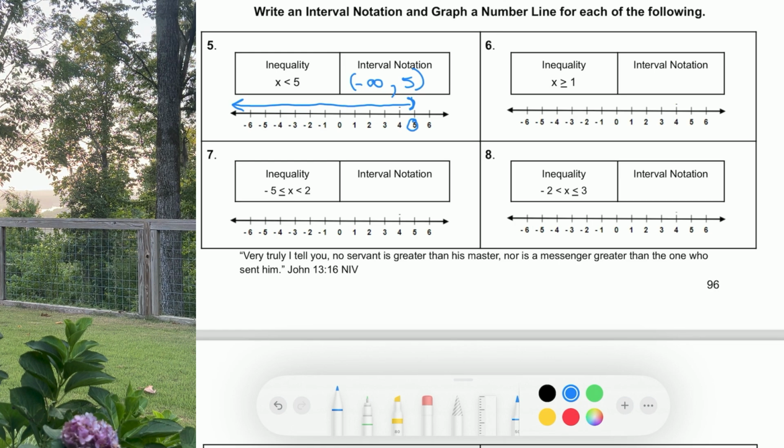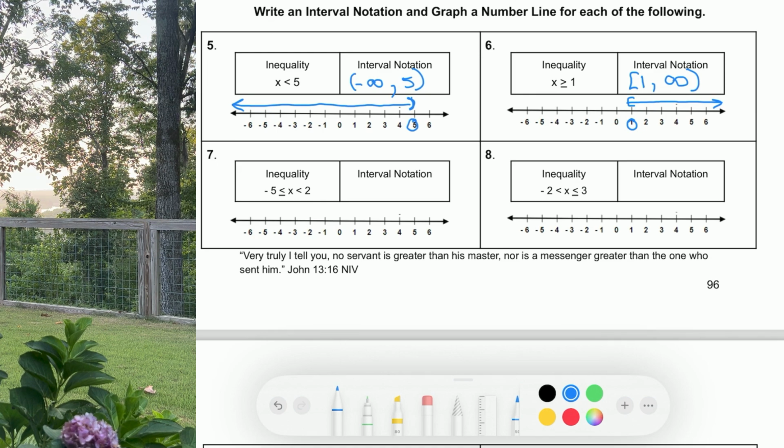It's just less than. Number 6, x is greater than or equal to 1. So my frame of reference is a 1. And it tells me the value of x is greater than or equal to. So it's included, so I have a bracket, and since x is greater than, I'm going to go to the right. So I'm going to have a bracket 1, comma, positive infinity.